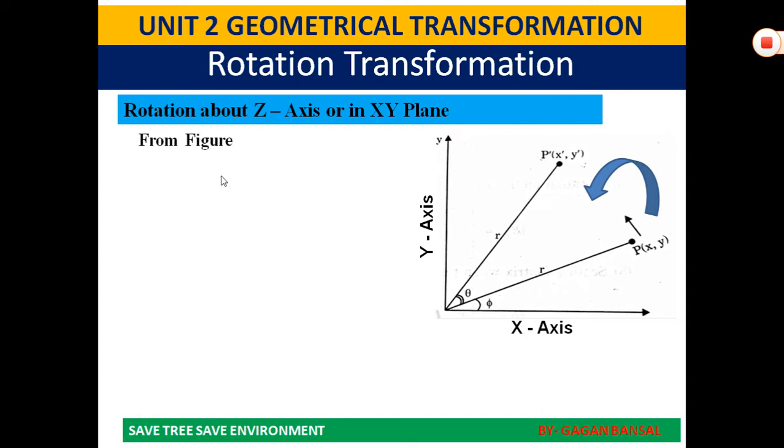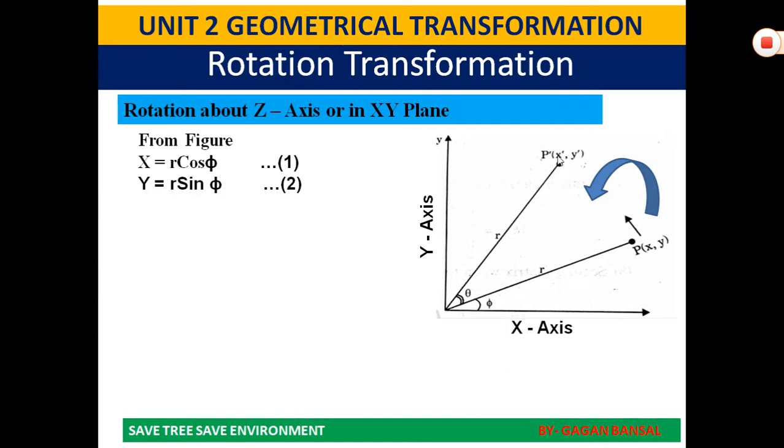So from this figure, what is x? x is r cos phi, that is the component of this r along horizontal. Similarly y is r sin phi. Let x equals r cos phi be equation 1 and y equals r sin phi be equation 2.